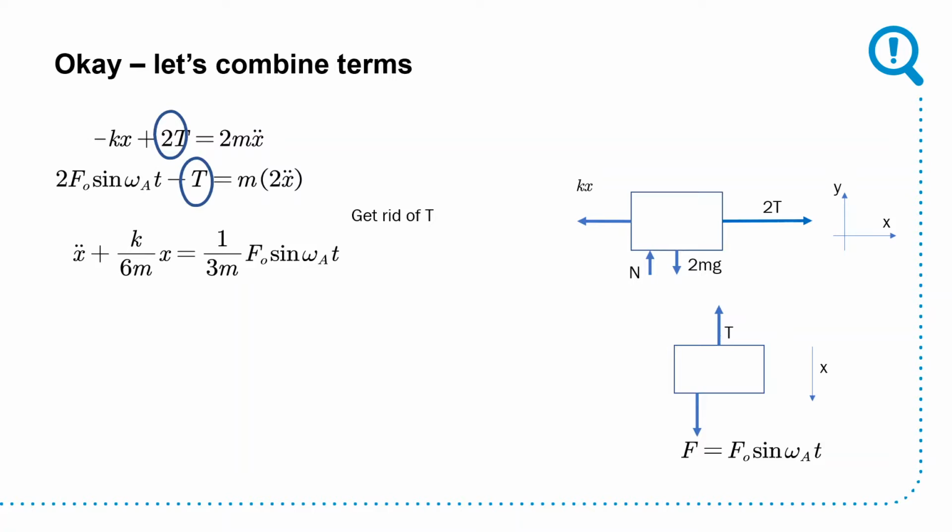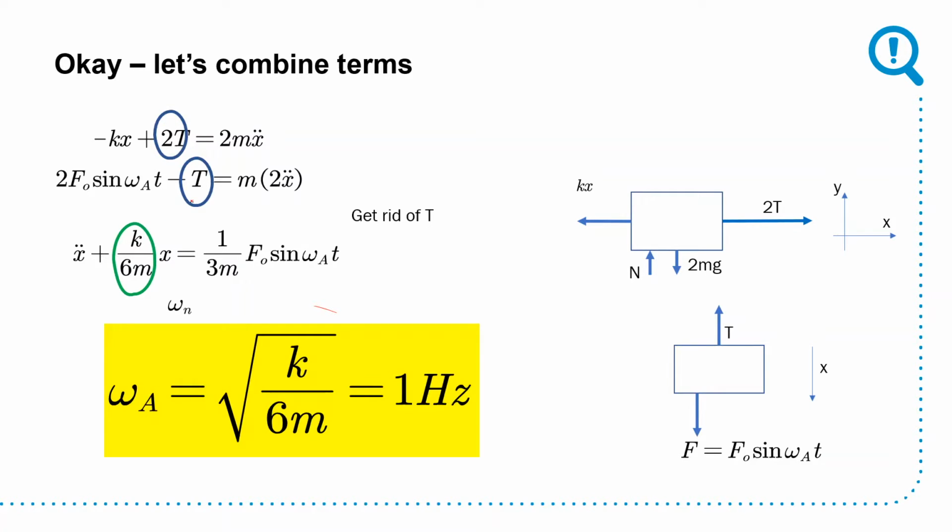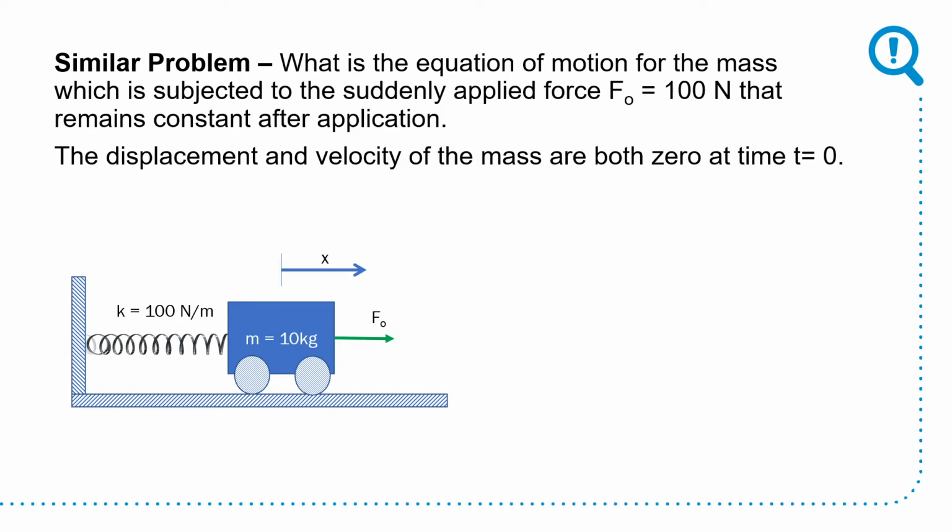So if I do all of the manipulations, I end up with this expression right here, which is x double dot plus k over 6m x equals 1 over 3m F naught sine omega A t. So I got rid of the T in that expression. And really, I think this term goes away. So I've got k over 6m, which is my natural acceleration. And the omega A that I don't want to achieve is the same one as omega n, which is k over 6m square rooted, which is 1 hertz. There you go. Not so bad.